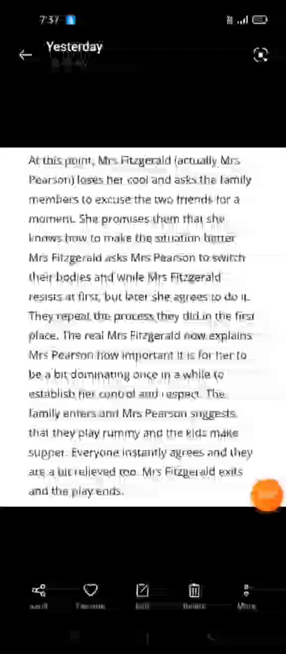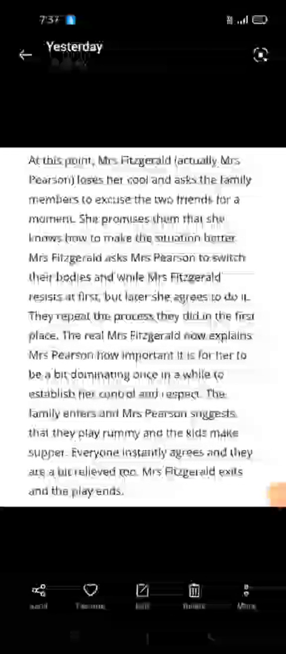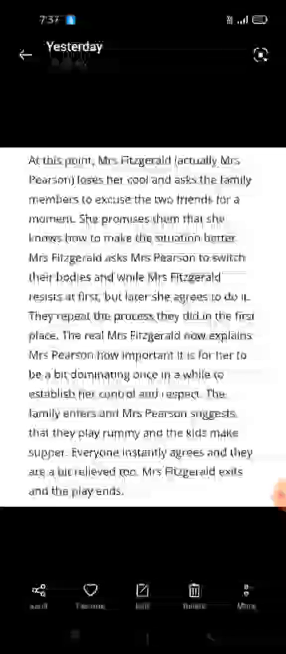The family enters and Mrs. Pearson suggests that they play rummy and the kids make supper. Everyone instantly agrees and they are a bit relieved too. Mrs. Fitzgerald exits and the play ends.